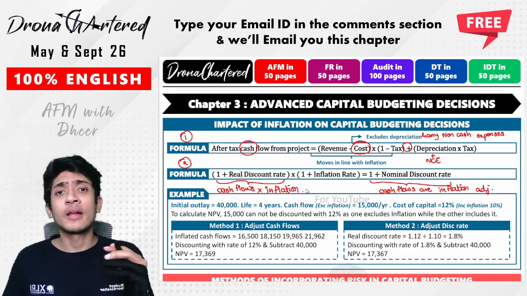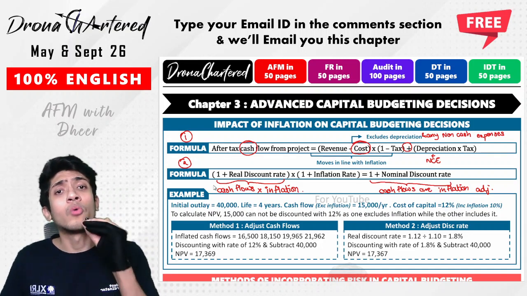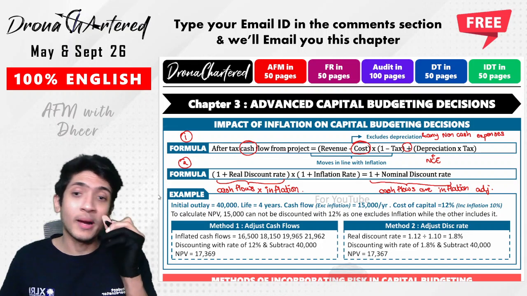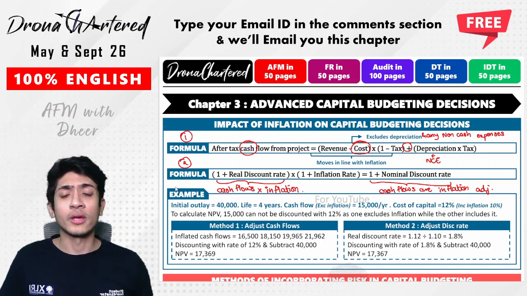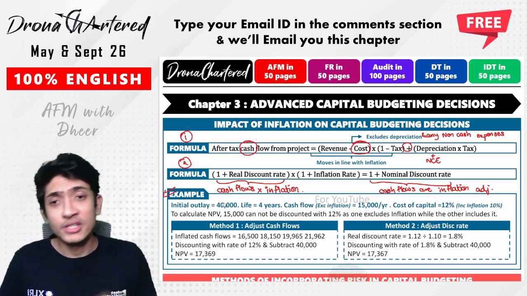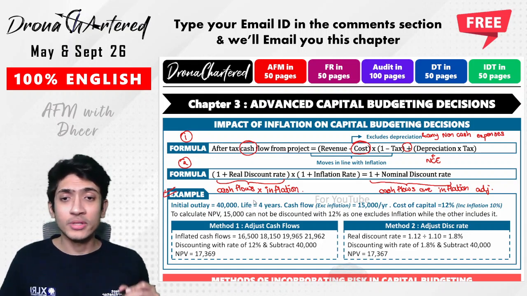Okay, let's solve an example. In our entire notes I have kept on repeating: whatever is in color will be part of your question, and whatever is in black will be part of your answer. So let's study a small example on this. Initial outlay is 40,000. Life of the project is 4 years.